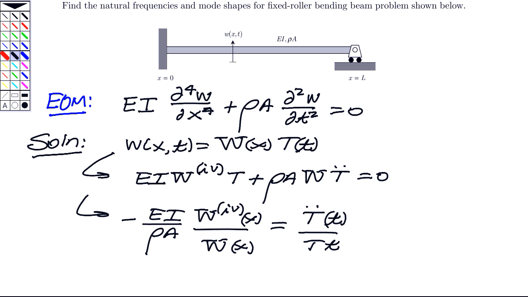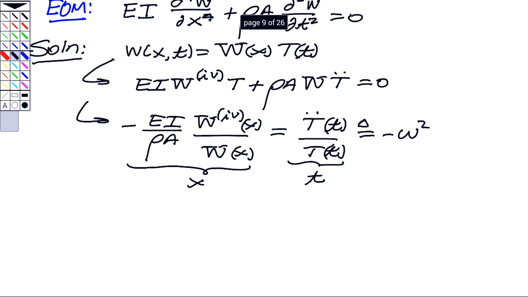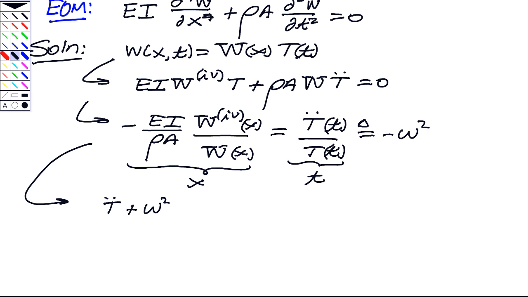Since the left-hand side is strictly a function of x, the right-hand side is strictly a function of time. In order to have those two equal to each other for all space and time, it must be a constant. We'll write the constant as minus omega squared. So the two equations we get back are T double dot plus omega squared T is 0. As we've done before, we know the solution of this is cosines and sines.